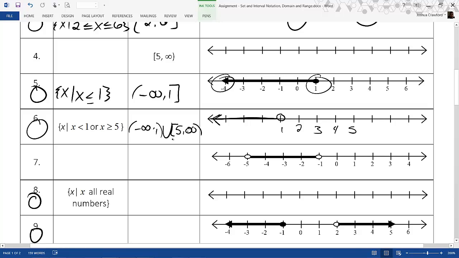Now at 5, we have a bracket, meaning it's equal to, meaning you're going to have a closed circle at 5, all the way to infinity, so put an arrow, infinity.